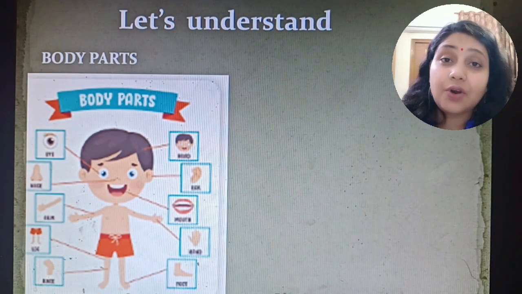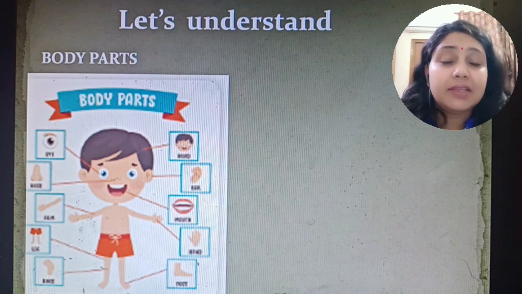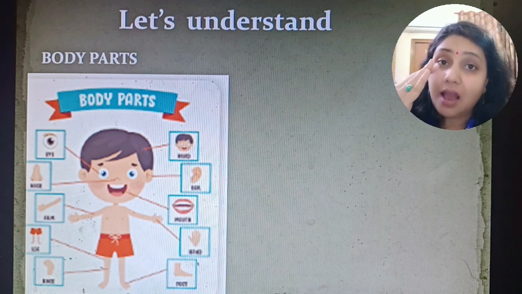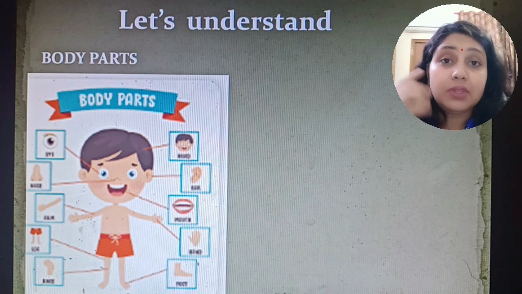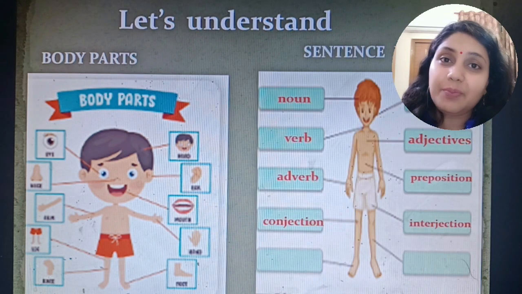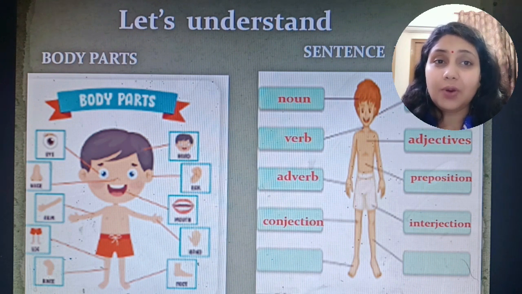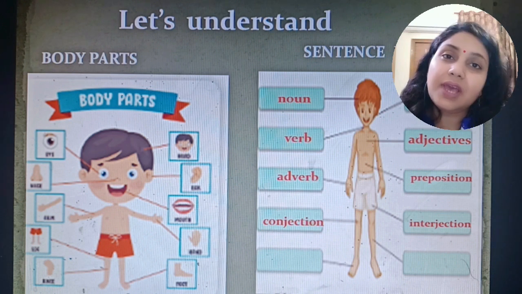Here we have a picture of parts of body. We have a body and a body has different parts. For example, head, eye, nose, mouth, ear, neck, etc. Exactly like our body, sentence has different parts. We call them noun, verb, adverb, conjunction, pronoun, adjective, preposition, interjection. So with the help of these words, we make sentences.